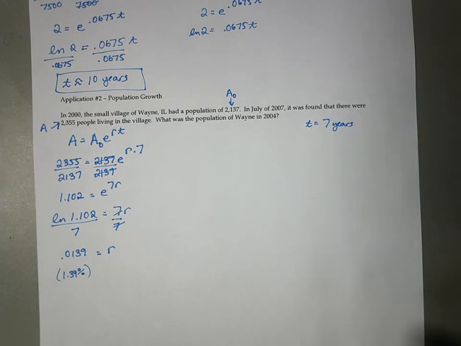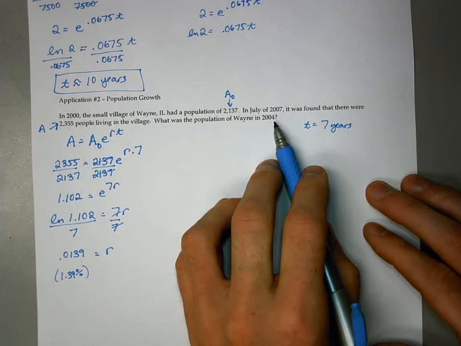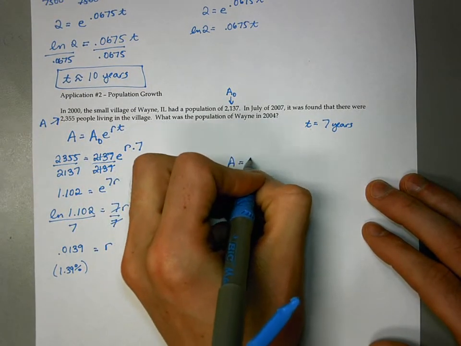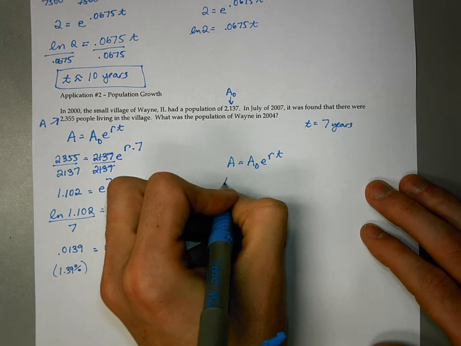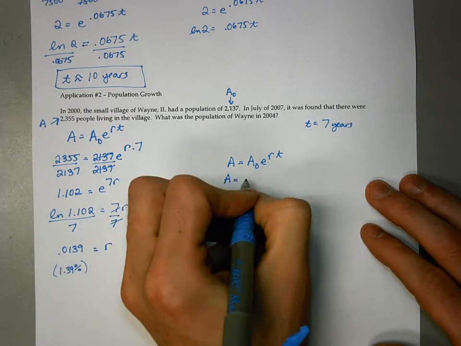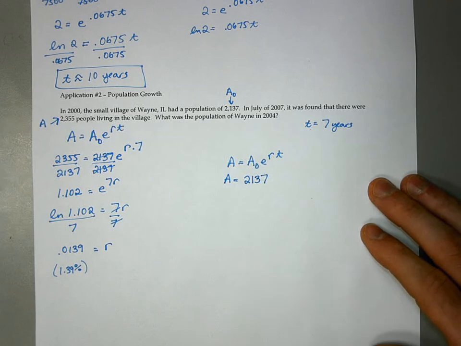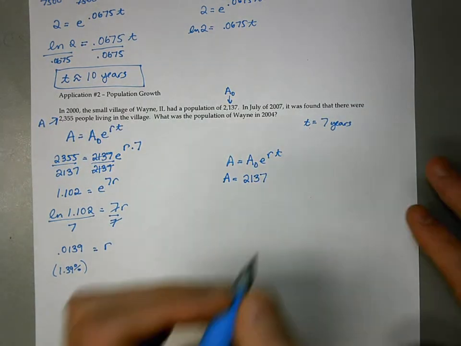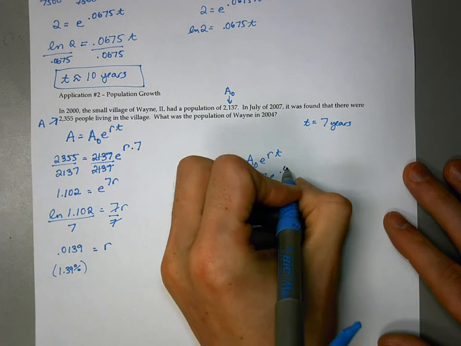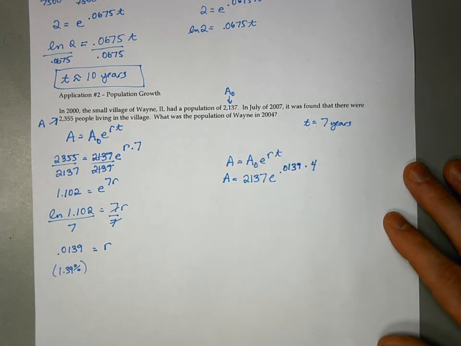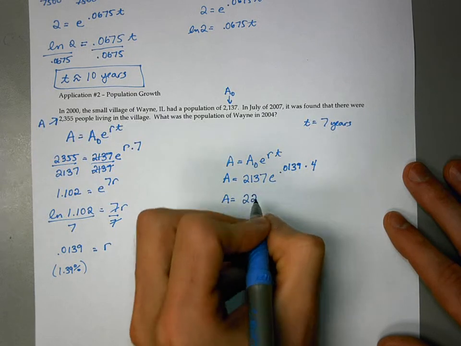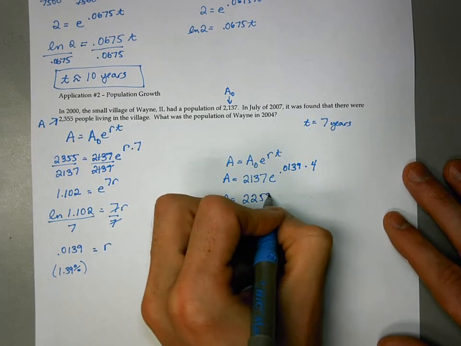So now I've got a starting amount, I've got a rate, and I want to know what the population was in 2004. So my second piece is I'm going to find the final amount. My starting amount is what I had back in 2000, 2,137 people. My rate I now know is 0.0139. The time is now going to be 4 years because I'm only going to 2004. So my final amount here, rounded to the nearest person, is going to be 2,259 people.